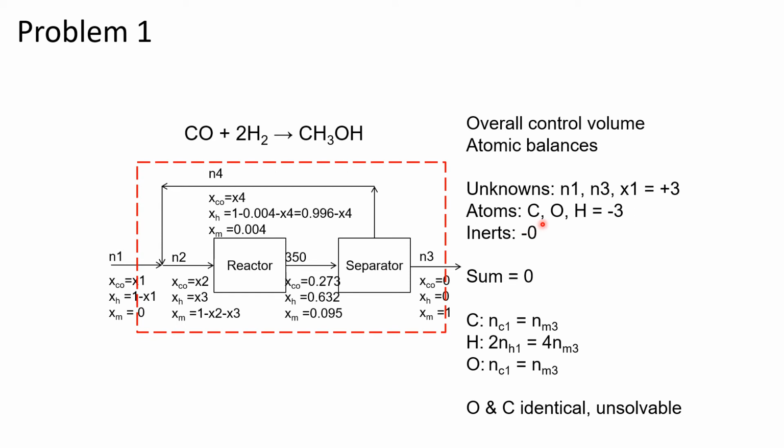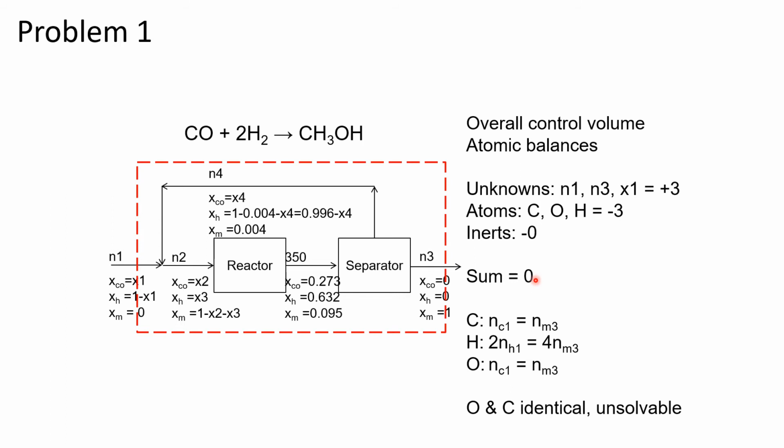Let's count the number of atoms. We can do that by looking at the species that enter and leave. We find that each of these species enters and leaves the process. So the atoms that we have in here are carbon, oxygen, and hydrogen. So there's 3 of them. We might initially assume that all 3 are independent. So let's just assume they're all 3 independent, and we'll put 3 here. We'll put a minus sign in there. There are no inerts in the inlet or outlets to this control volume, so we'll go minus 0. We sum these all up: 3 minus 3 is equal to 0. Looks like we can solve it.